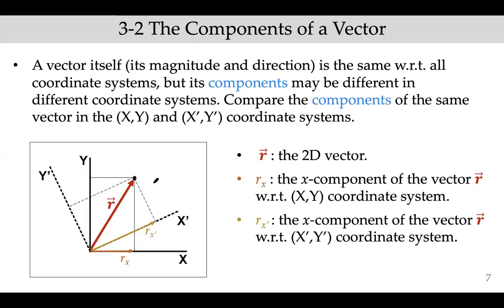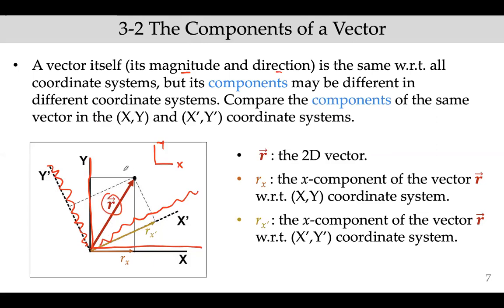Okay, let's talk about the components of a vector. So remember, a vector itself has a magnitude and direction. So a vector is the same with respect to all coordinate systems. Now, think about this coordinate system, x and y. So this is one coordinate system here. This is coordinate system 1. And there is x prime and y prime coordinate system. And the second coordinate system is here. Now, whether you have the first coordinate system or second coordinate system, or I can even put my coordinate system here, doesn't matter. Does this vector r change if I change the coordinate system?